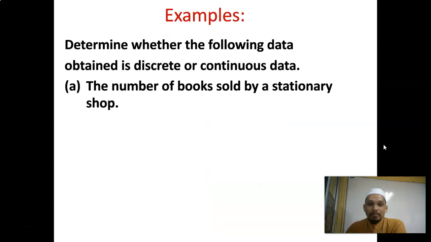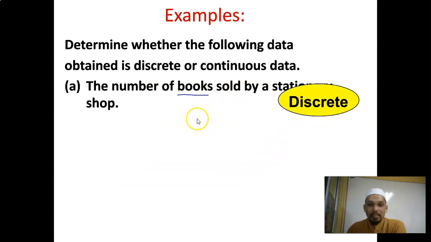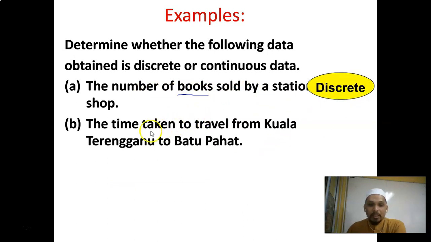For examples, the number of books: we can count books one by one, so the number of books sold by a stationery shop is discrete. Then the time taken to travel from Kuala Terengganu to Batu Pahat: if the time can be measured exactly as 2 hours, 3 hours, 4 hours, 5 hours only, then it would be discrete.